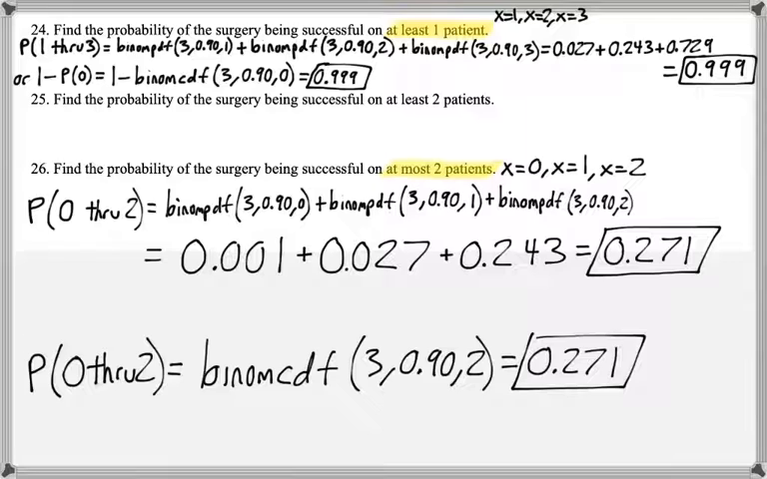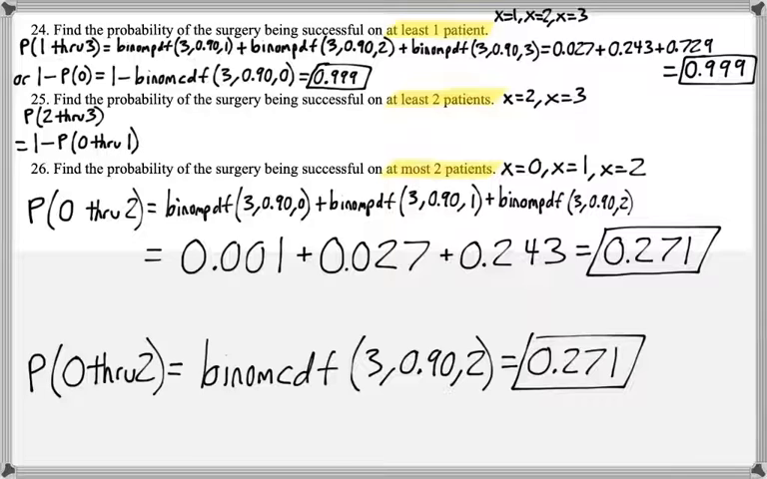For 25, find the probability of the surgery being successful on at least 2 patients. This would be x is equal to 2 and x is equal to 3. So we're trying to find the probability of 2 through 3. And again, we can't use the binomial CDF directly because it has to start at 0 and work its way from left to right. But we can use it as the complement.